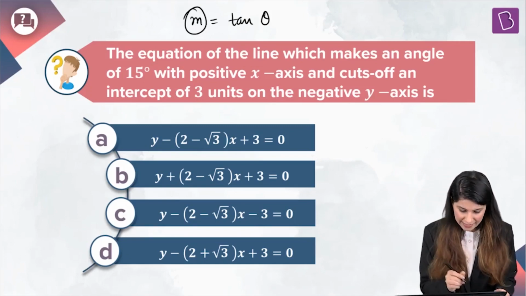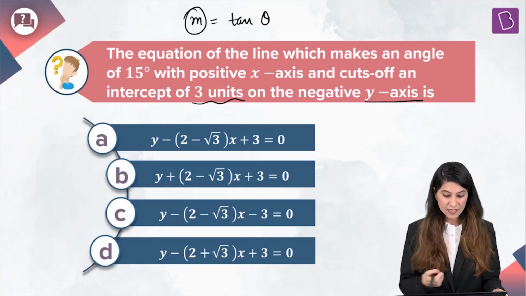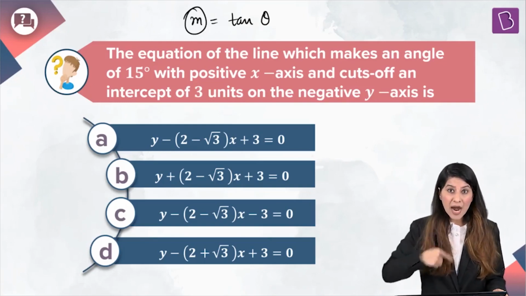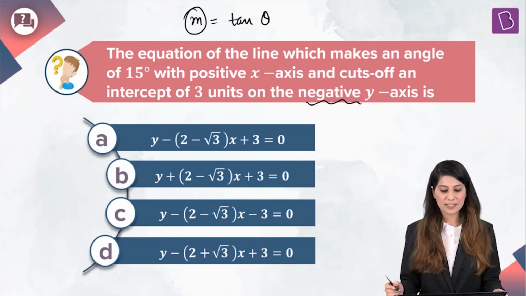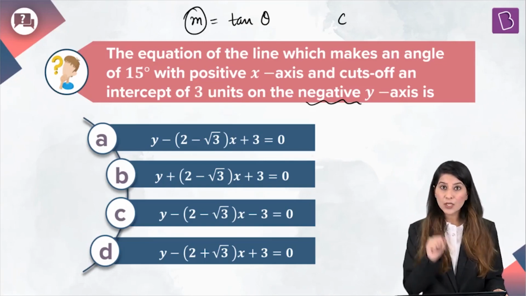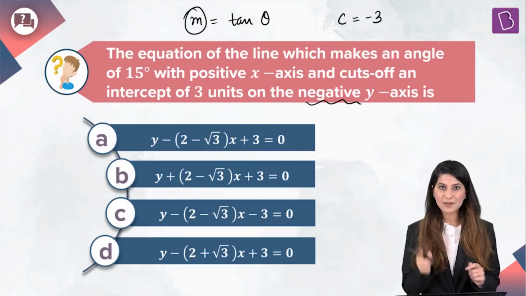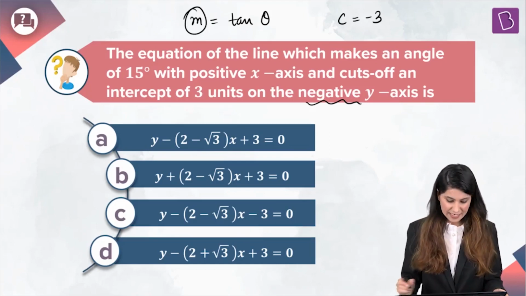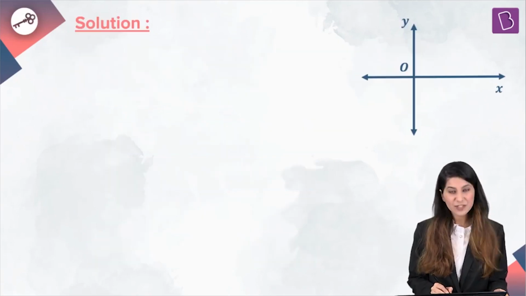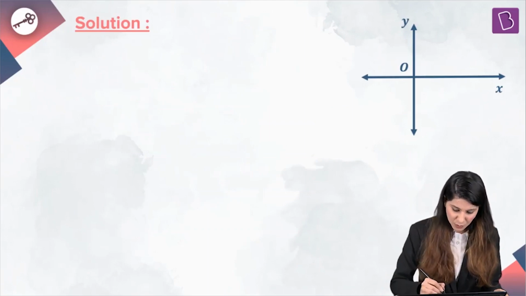The next thing given to us is the y-intercept. The y-intercept is minus 3 because the intercept is cut off on the negative y-axis. So the y-intercept, which we denote by C, is minus 3. Slope and intercept are both given, so we'll use the slope intercept form. First, let's calculate the slope from this theta.